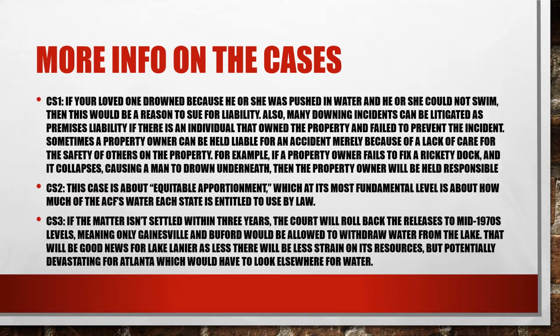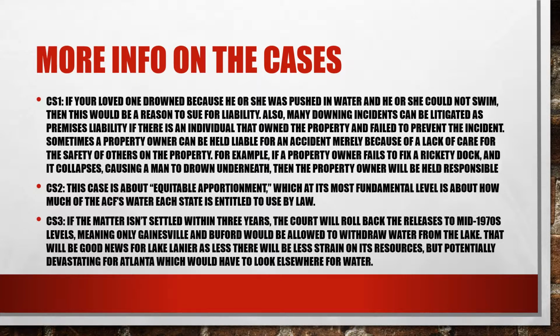More info on each case. Case 1. If your loved one drowned because he or she was pushed in the water and could not swim, then this will be a reason to sue for liability. Also, many drowning incidents can be litigated as premises liabilities if there is an individual that owns the property and failed to prevent the incident.